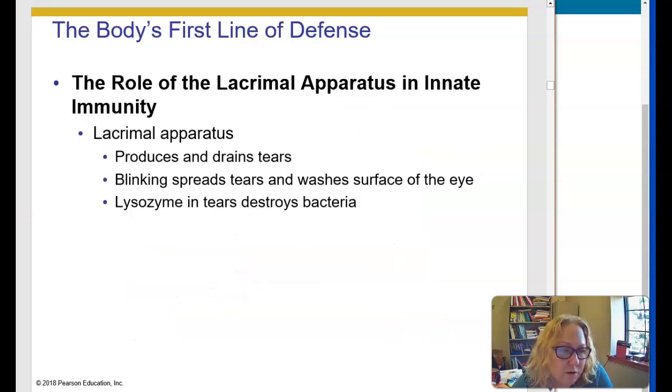Your tear ducts actually produce and drain tears, obviously. Blinking spreads the tears and washes the surface of your eye. And there's lysozyme in your tears that destroys bacteria. So the crying and the eyes running all of a sudden when you have an allergy response or you're sick, that's to clean out the bacteria from your eyes.